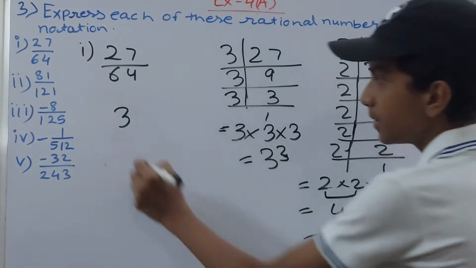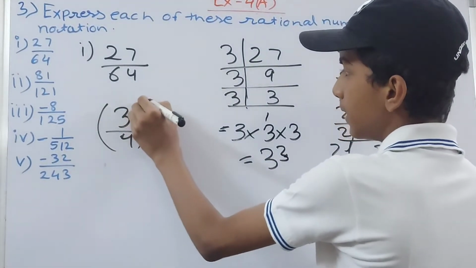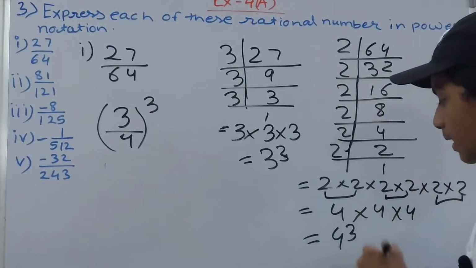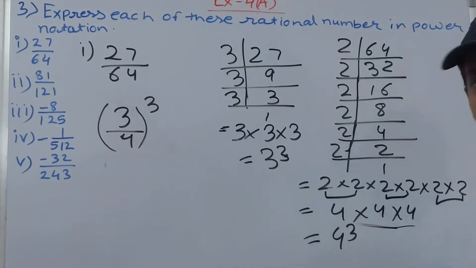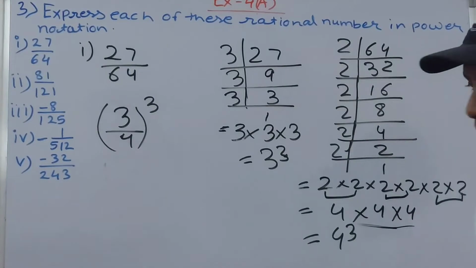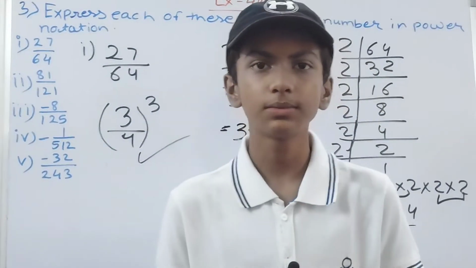So their powers are the same, so we can write it as 3 upon 4 in brackets and outside of it 3. But remember, we will only do this step when we can simplify it, or collect them together, not every time. So 3 upon 4 to the power 3. Now let's move on to the next part.